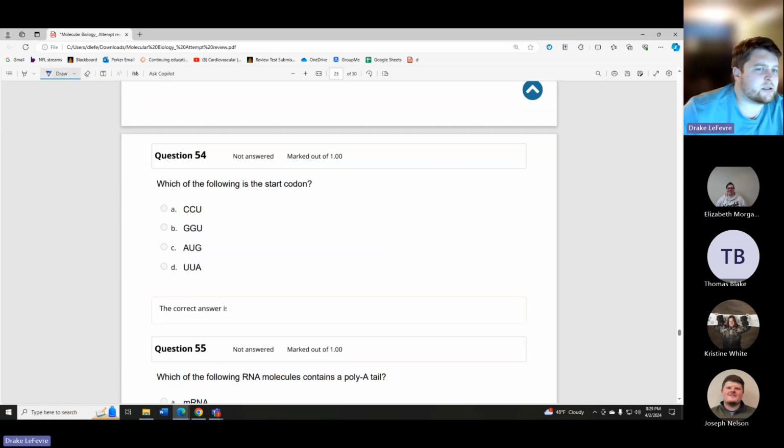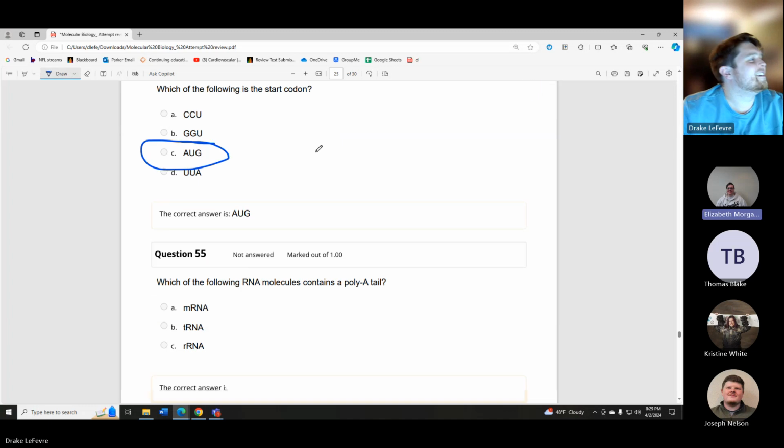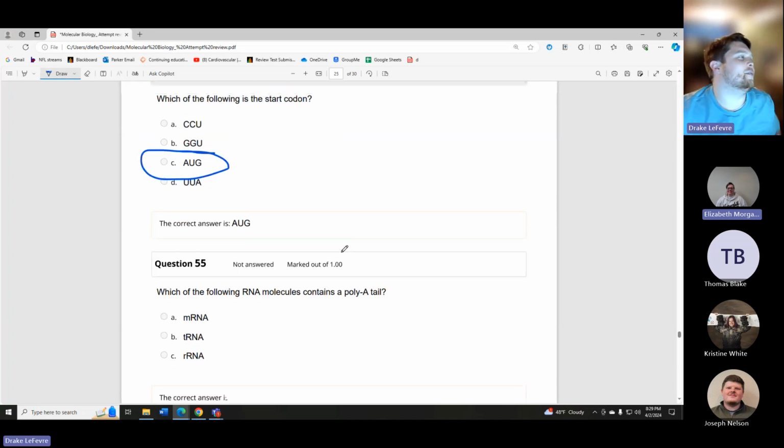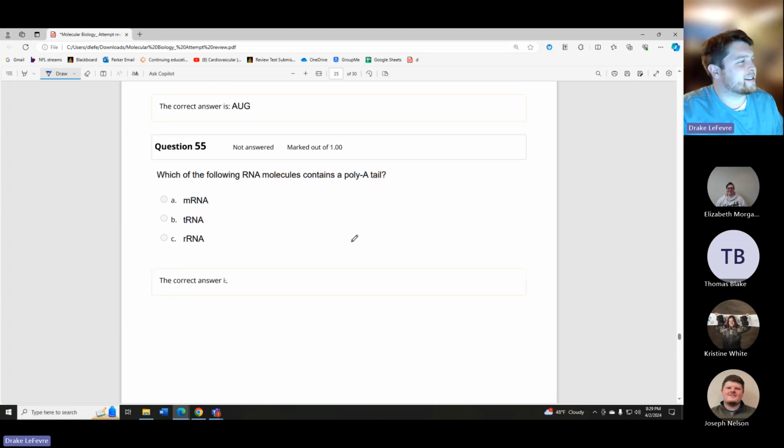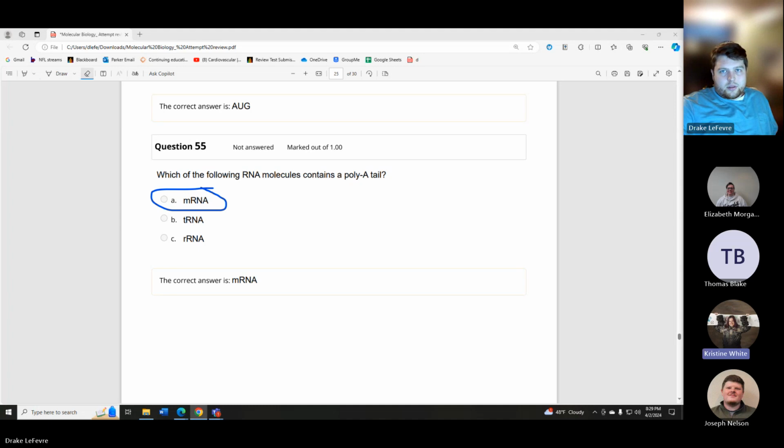Which of the following is the start codon? Geez, enough with this question. He really wants you to know that, it's like glue at this point. Holy crap. Which of the following RNA molecules contains a poly-A tail? The mRNA. What's the purpose of the poly-A tail? Beats me. Oh no.